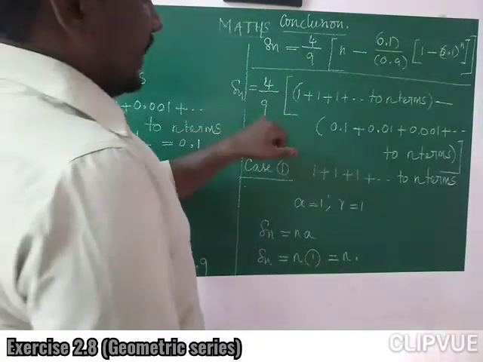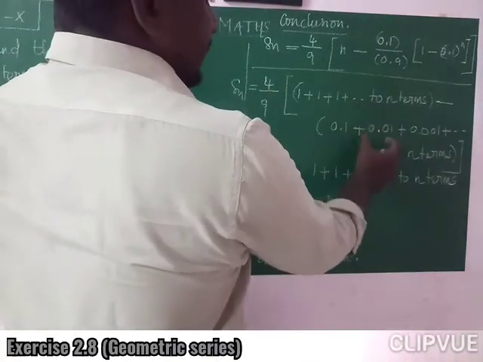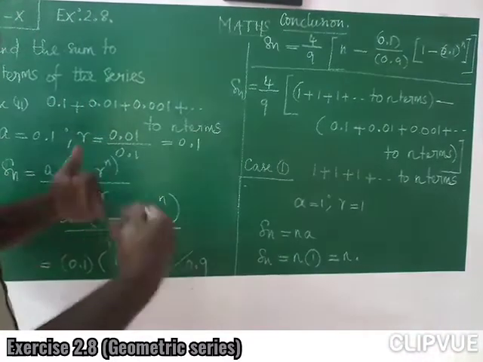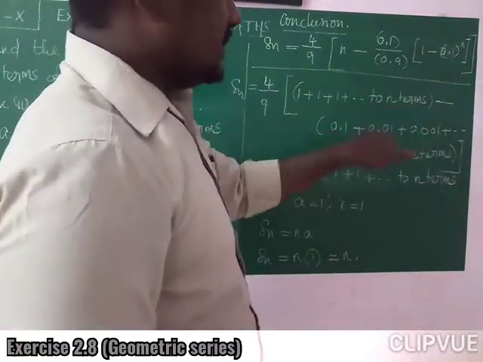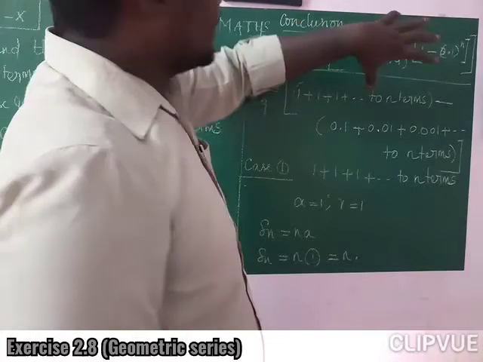Actually Sn equal to 4 by 9 of this one. Instead of this and this, we simplified. After finding the value of this series sum, we substitute. This is the conclusion.